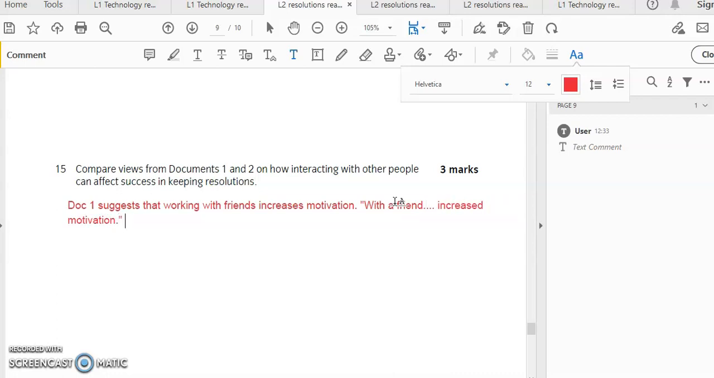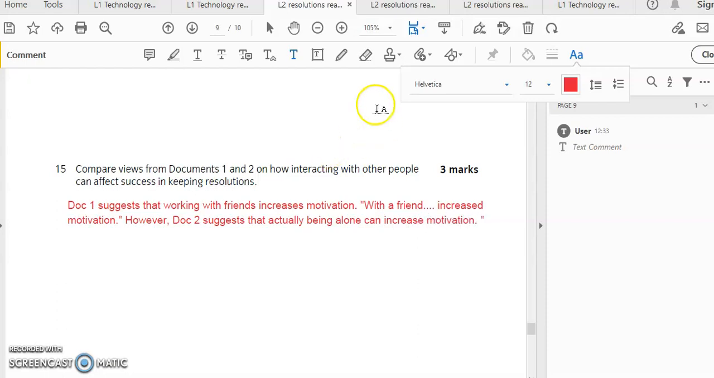And again, 4, 5 words. Use ellipses to show where you're missing words out, and it needs to be relevant. Now this is the really important part here, because I'm comparing. I need to use a discourse marker, because otherwise the examiner doesn't know I'm comparing. So I'm going to use however to show a difference. If I was talking about something similar, I might use similarly. So however, document 2 suggests that actually being alone can increase motivation.